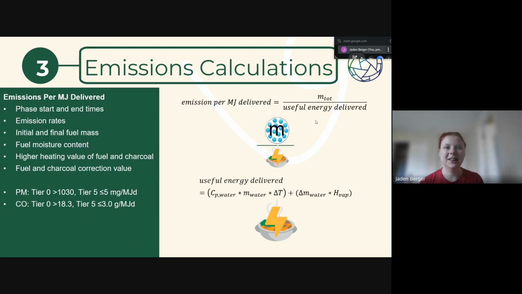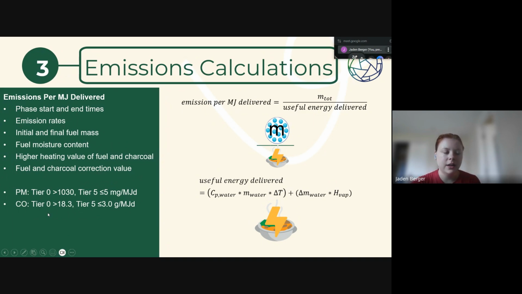So you can see that everything's interconnected. This is from our energy calculations. So if this useful energy delivered is off, now not only is our thermal efficiency off and our cooking power off, but also our emissions per megajoule delivered. So all three of our performance tiers are going to be off just if this one equation is off. So that's why it's super important that we're checking everything, because one error can throw off all of your data.